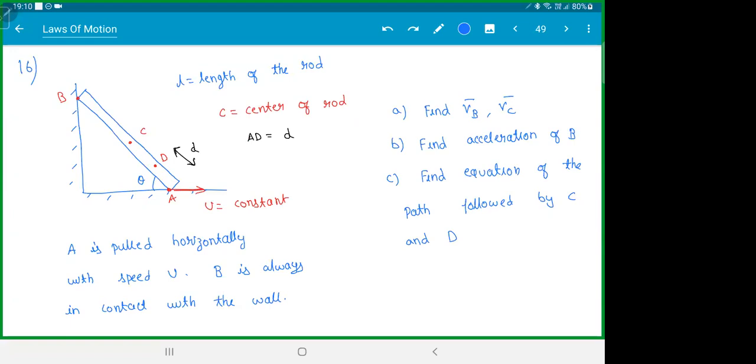Velocity of C is u by 2 cot theta. No Ronak, that is wrong. It will come in i cap and j cap. Find the velocity of C and find the path of C and D. If I ask you the path of C and D, this will become an advanced paragraph question.